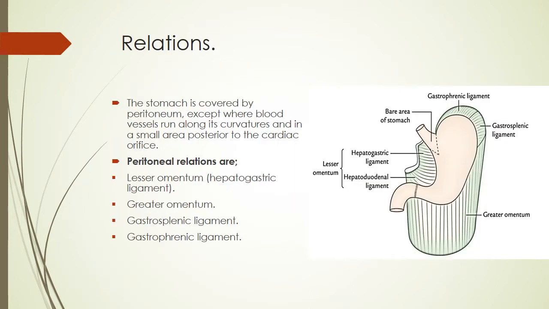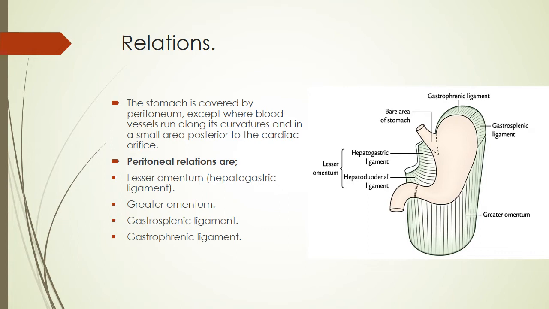Now, relations of the stomach. Whenever you mention the relations of any organ present in the abdominal cavity, first you will mention its peritoneal relations and then its visceral relations. The stomach is completely surrounded by peritoneum except where blood vessels run along its curvatures, and in a small area which lies posterior to the cardiac orifice where there is no peritoneum.